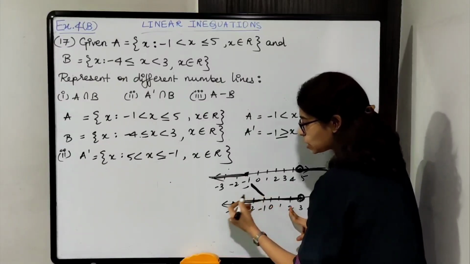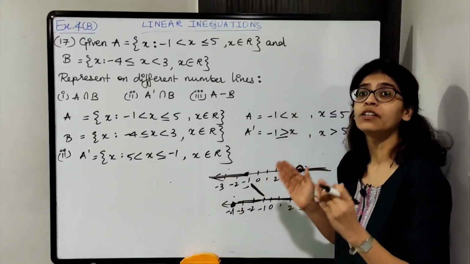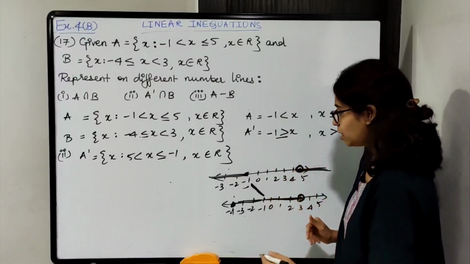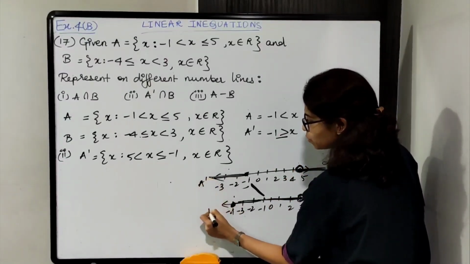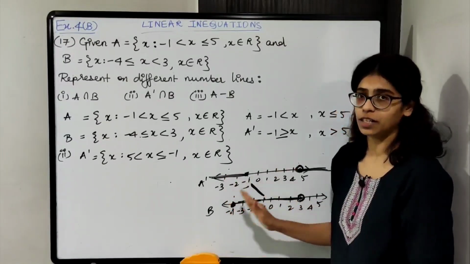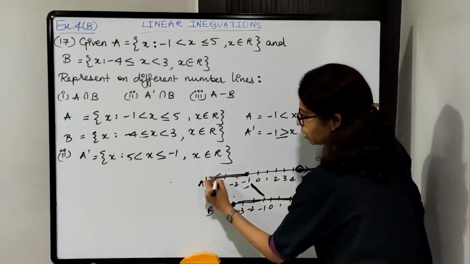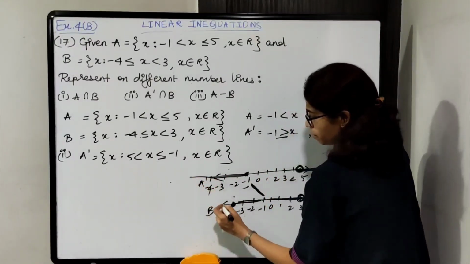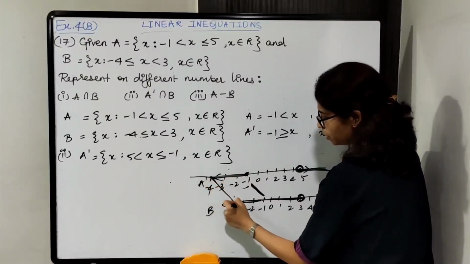So you'll consider -1 to -4 is the common range for both. This is for a dash and this is for b. -1 से -4 का रेंज कॉमन है. ये तो इन्फिनिटी तक जा रहा है, but -4 तक यहाँ पे वैल्यूज कॉमन है.